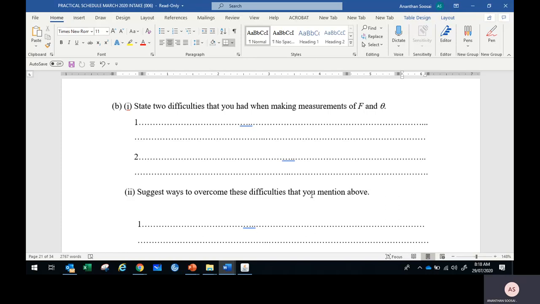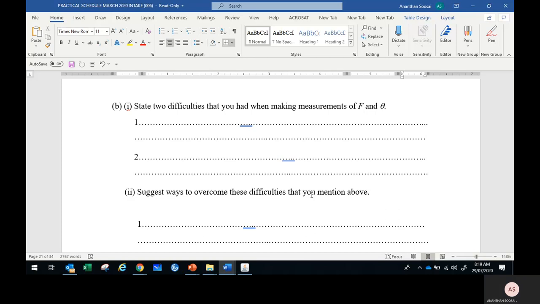Horizontal. You can use a ruler. Measure the vertical height of the ruler from the table at both sides of the string. Make sure the vertical height is the same. Okay. Use a ruler, measure the vertical height at both edges of the string to make sure the string is perfectly horizontal. Any other problem you faced? They want the problem and how you overcome it. In a real examination, they will ask for the problem and how to overcome it.